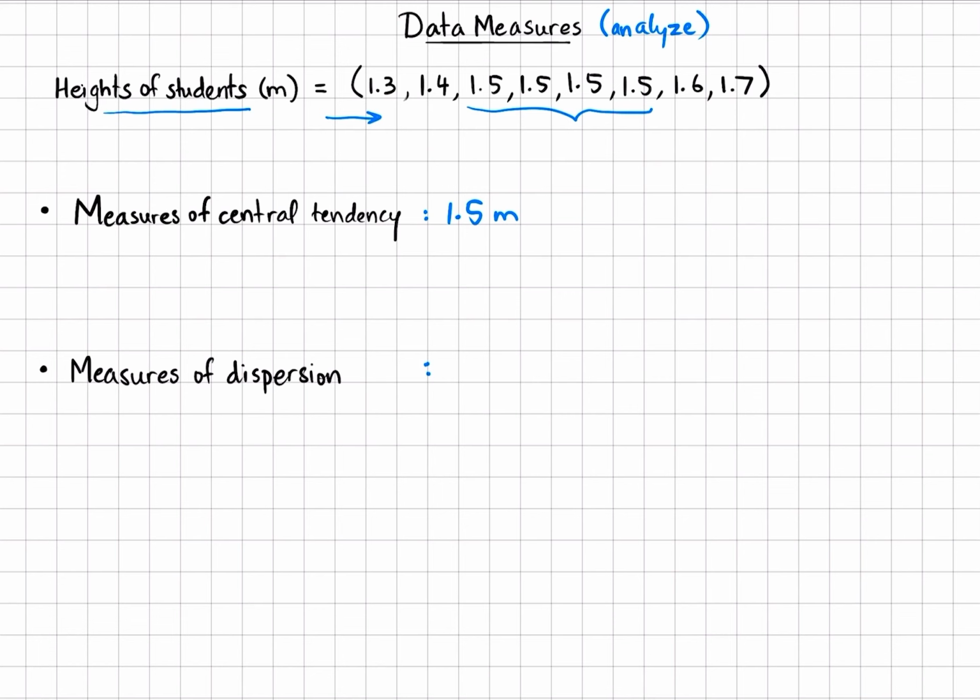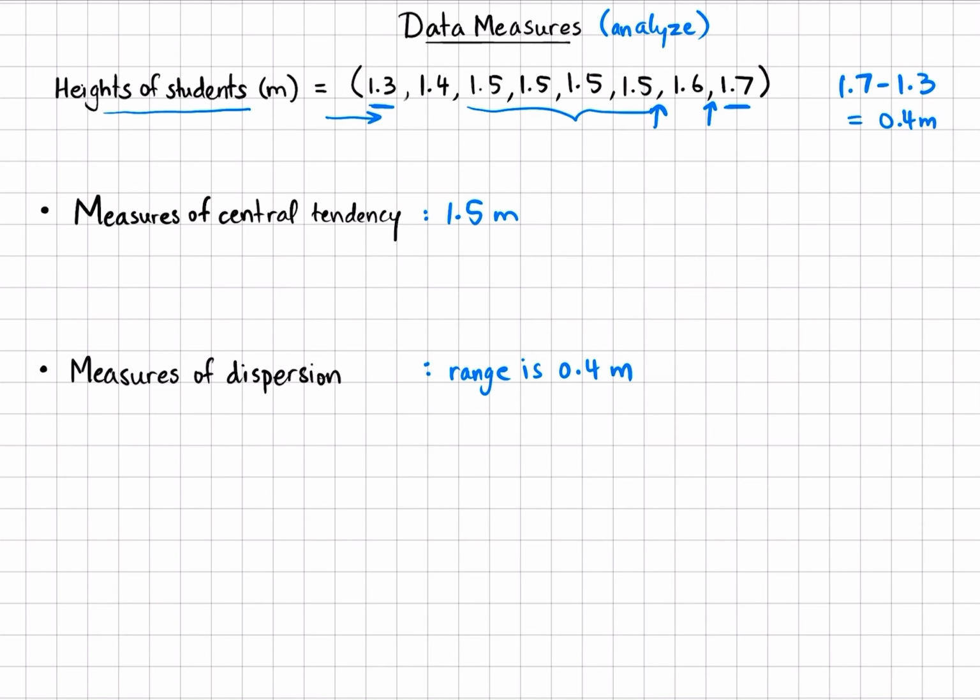And if we look at dispersion, basically how spread out the data is, we can either look at the smallest and the biggest data points and find the difference, so 1.7 minus 1.3, excuse me, which is 0.4 meters. And we can say the range of our data is 0.4 meters.